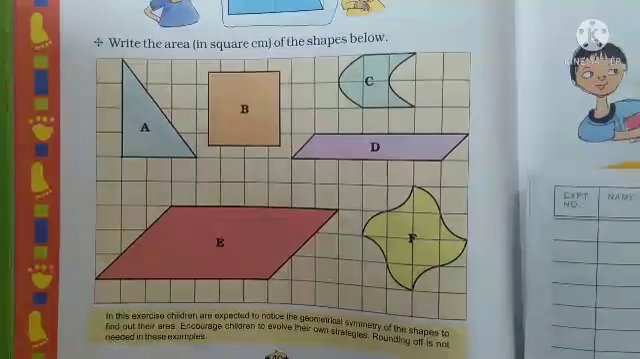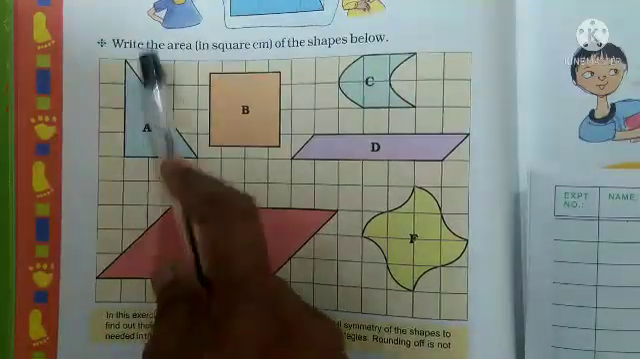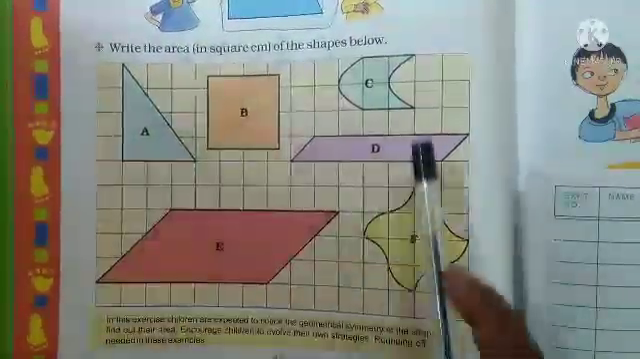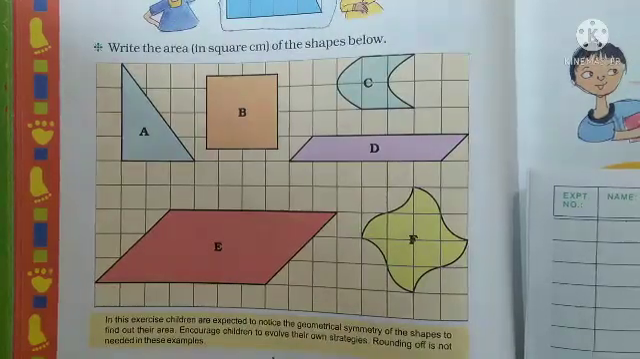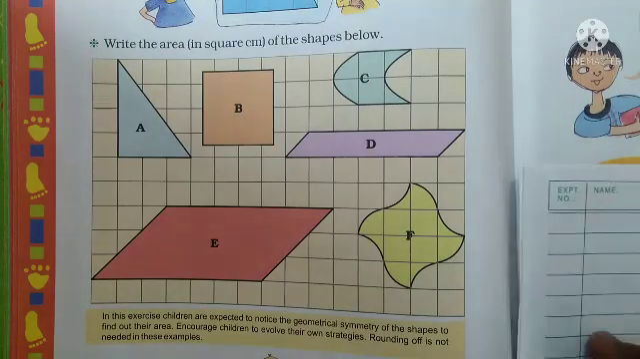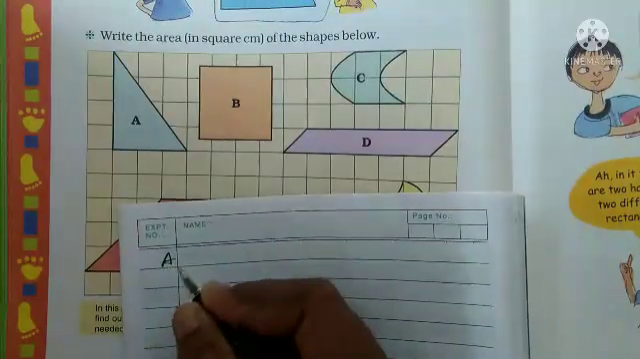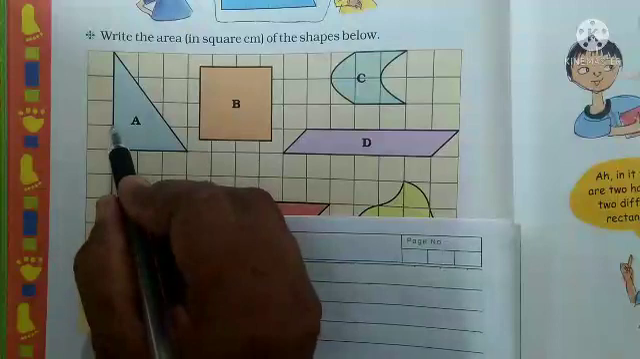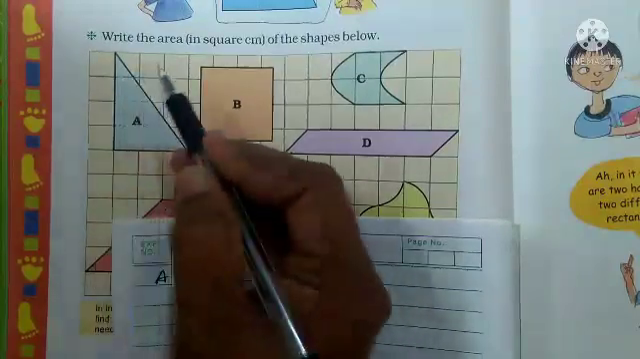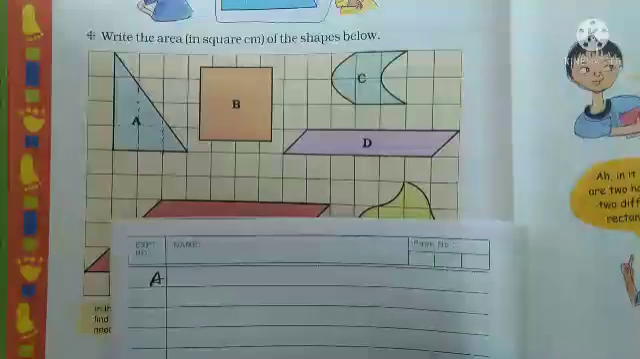Okay. In page number 40, you have to find out the area in square centimeter of the shapes below. You need to find out the areas of the given figures. How can we find out the areas of the given figures? Each one you need to find out. So, first, figure A. The figure is given. So, I completed these dots. Then you can easily identify the complete squares and more than half squares.